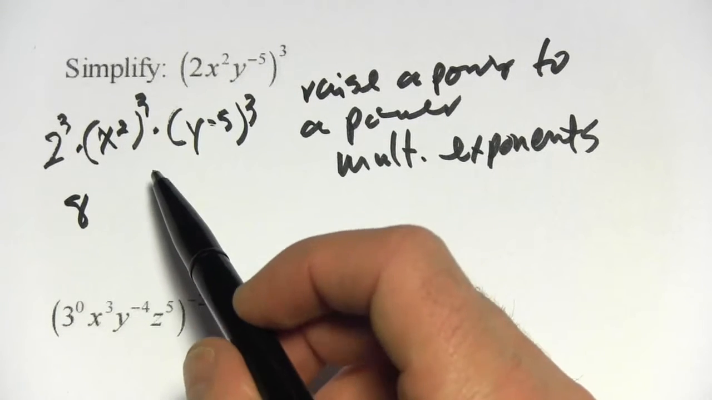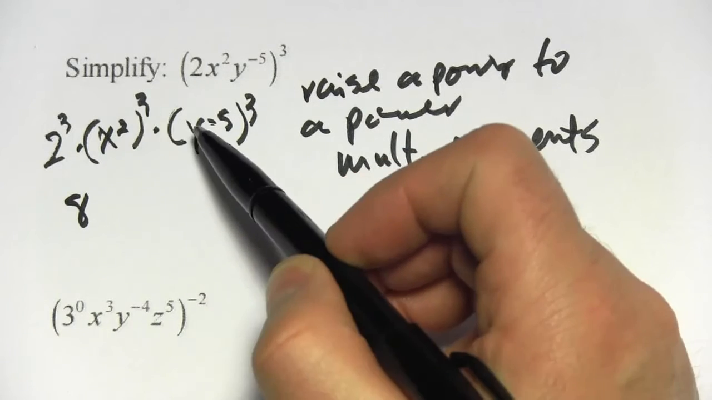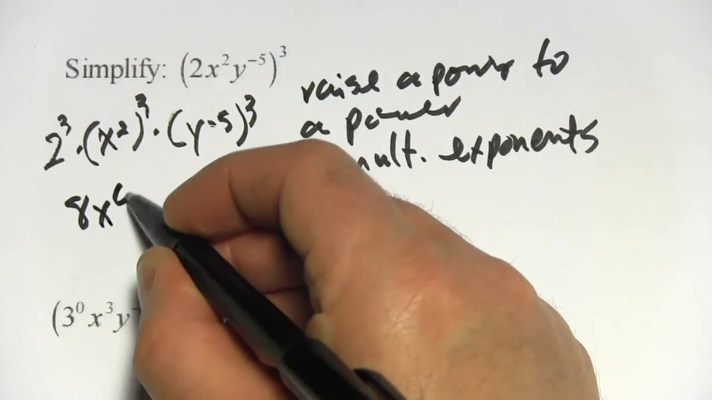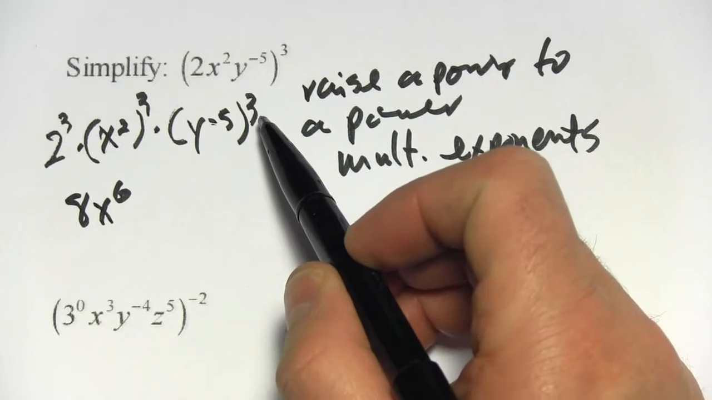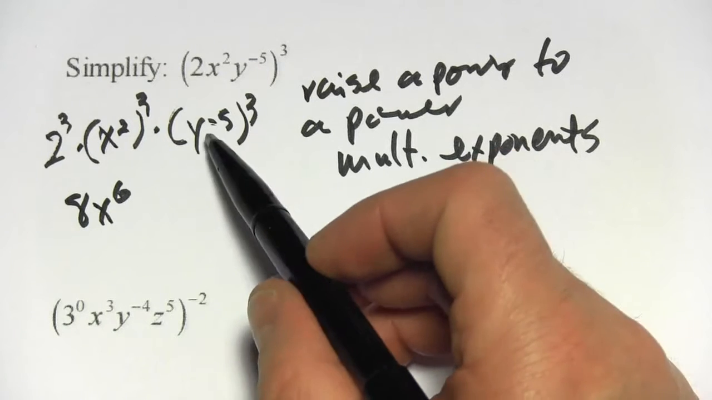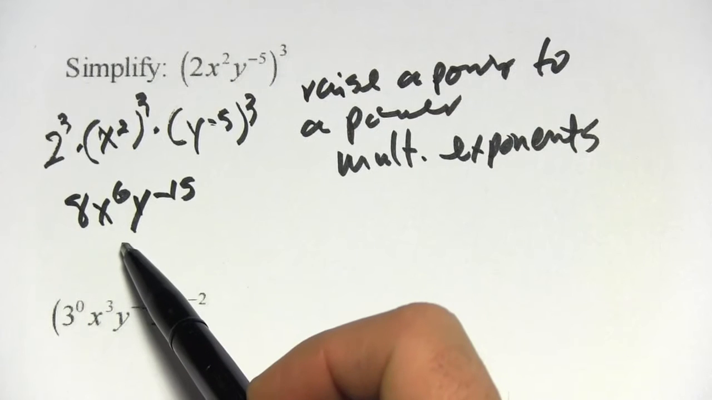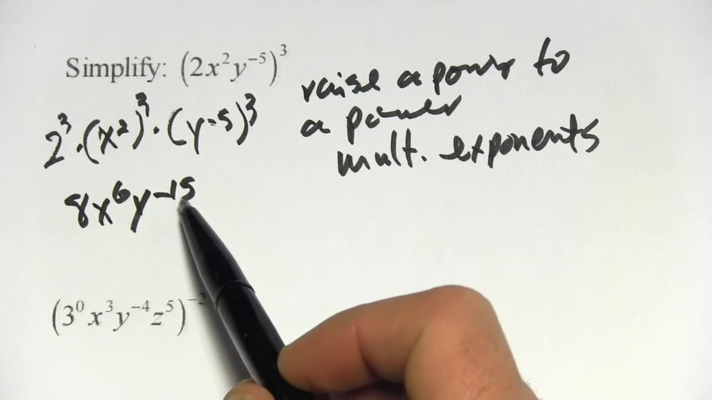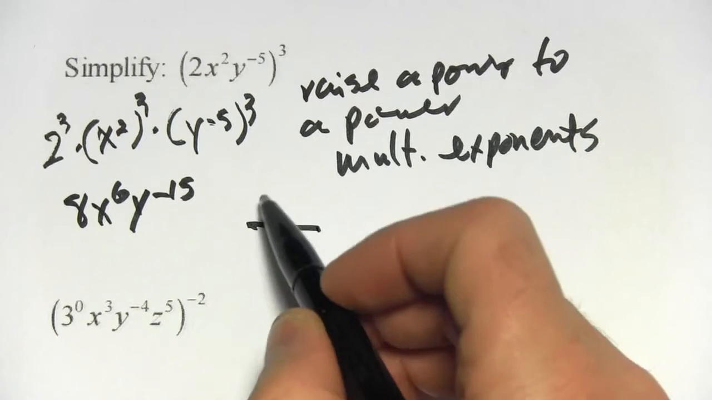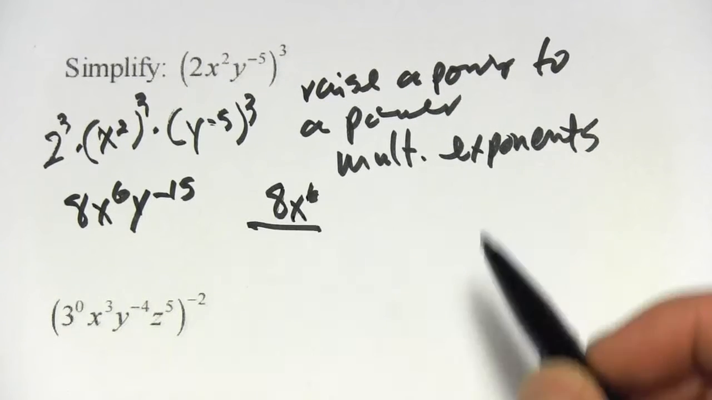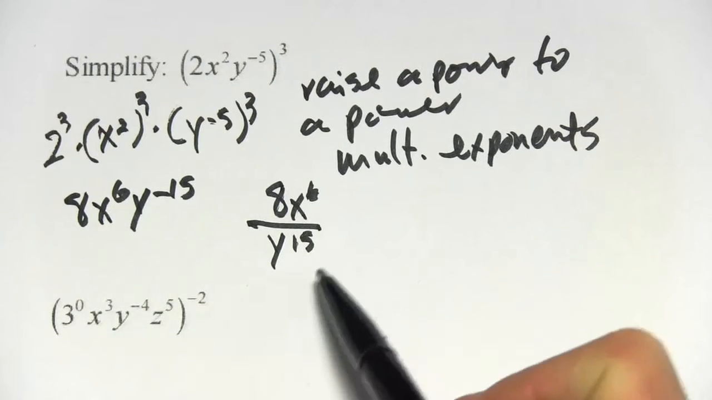X to the second to the third, well, to raise this power to this power, we multiply. 2 times 3 is 6, so this is x to the sixth power. And this one, y to the negative fifth to the third, is negative 5 times 3. That's y to the negative 15th. So you could write your answer like this. You could take the negative exponent and turn it positive by putting it down on the bottom of the fraction. In that case, you'd write 8x to the 6th on the top and y to the 15th on the bottom. Those two things mean the same.